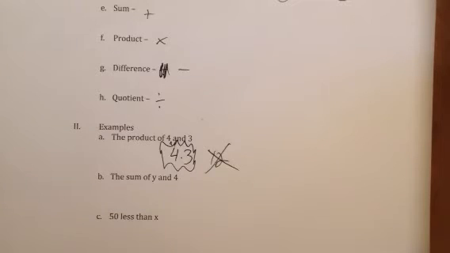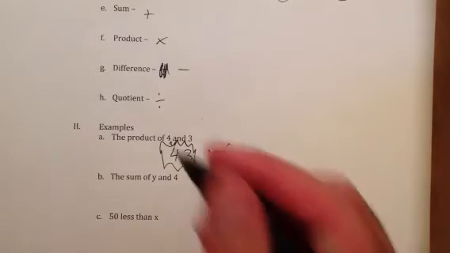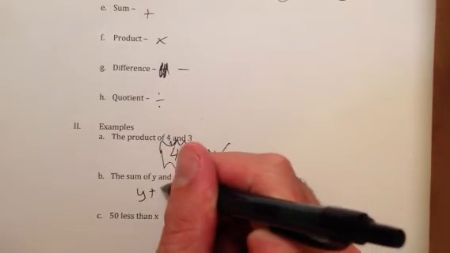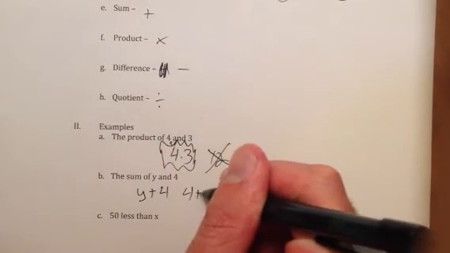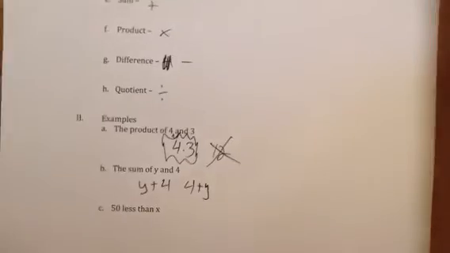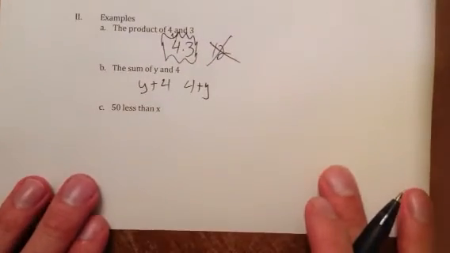The sum of y and 4, why don't you go ahead and think about what that is, pause if you need to, and then I'll reveal the answer. Okay, so the answer to this one is either y plus 4 or 4 plus y. Since addition can be done in any order, it doesn't really matter what order we put it in.